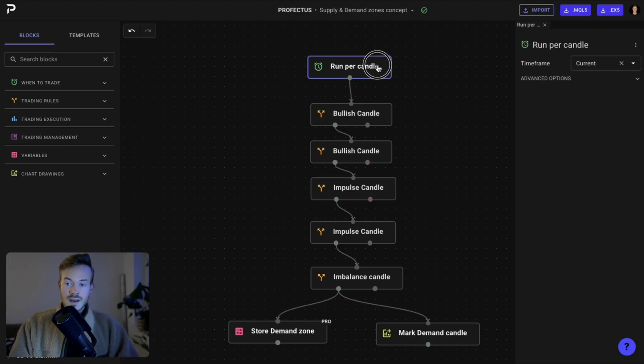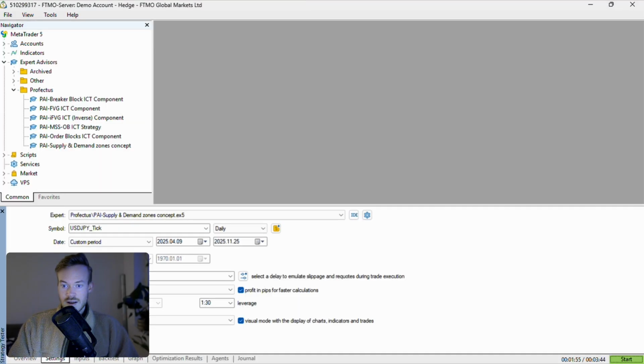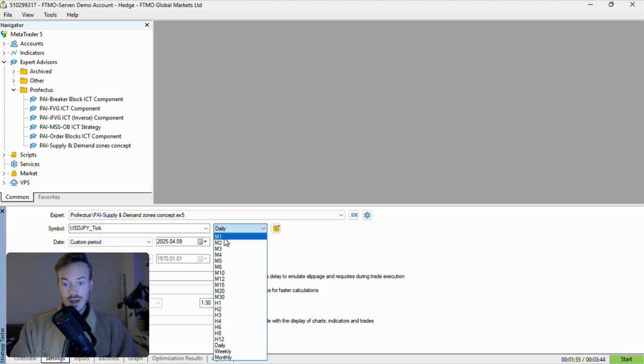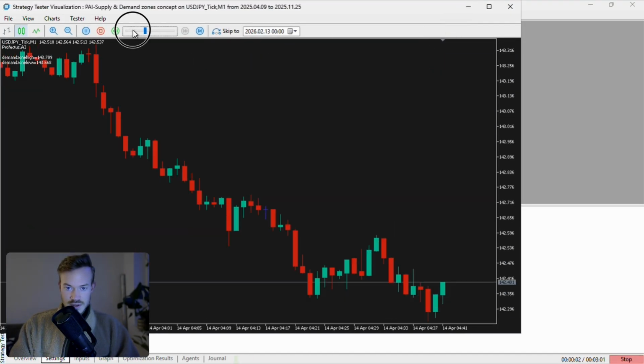So here on the top we see the run per candle block, which will be pretty much the first block in the whole mechanics of the trading system. Simply meaning run per candle, it's based on the current time frame. Now when I go back to MetaTrader 5, when I say current, it is pretty much just following the selection of the time frame within MetaTrader 5. If you select now M1, which stands for 1 minute candles, it would simply be automatically based on the 1 minute candlesticks. And you see it's very, very fast.